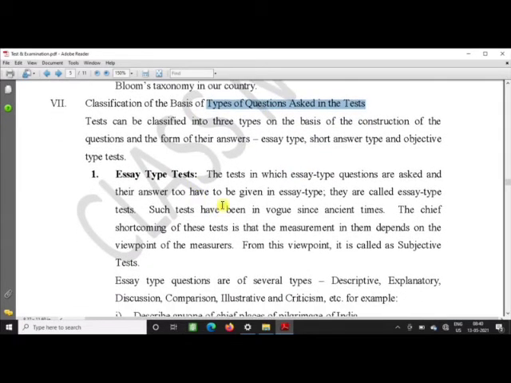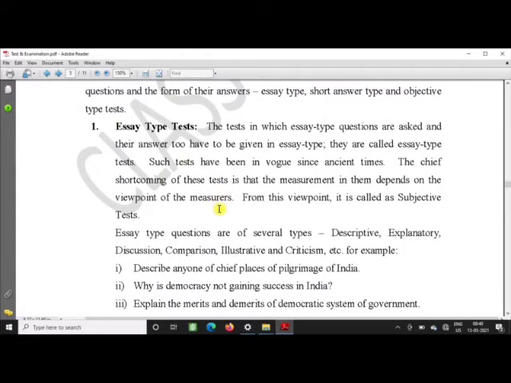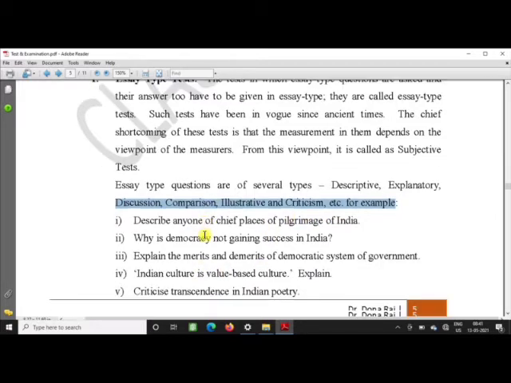So these are essay type tests, also called long answer type tests, and certain word limits are given, like 500 words, 400 words or 250 words. There are certain things that you have to understand, that is, what you have to write. These essay type tests are descriptive, explanatory, discussion, comparison, illustrative, and criticism, etc. These questions will carry 15 marks, 20 marks, sometimes 25 marks as well.